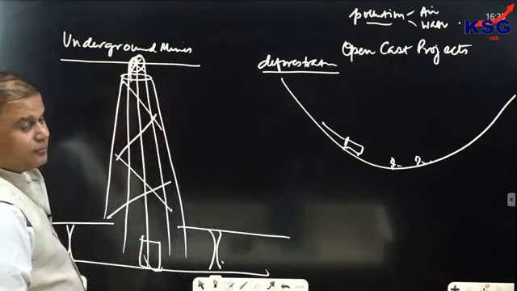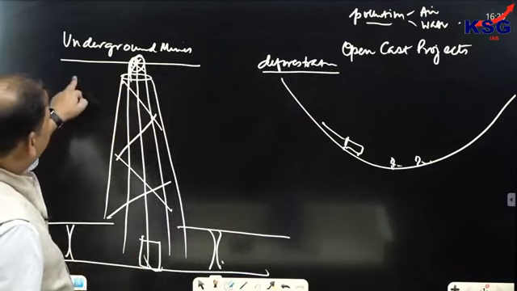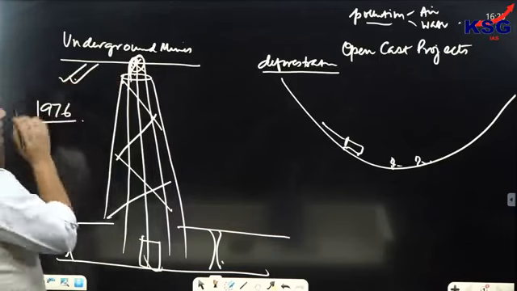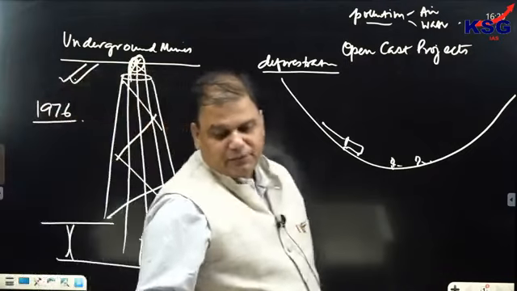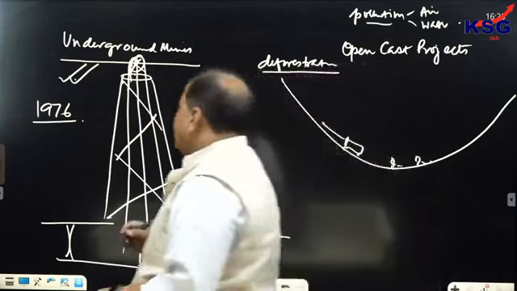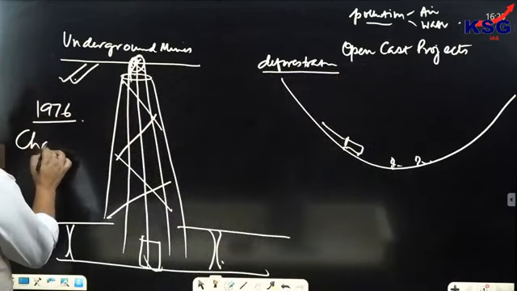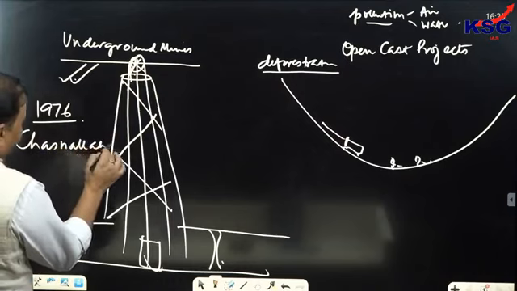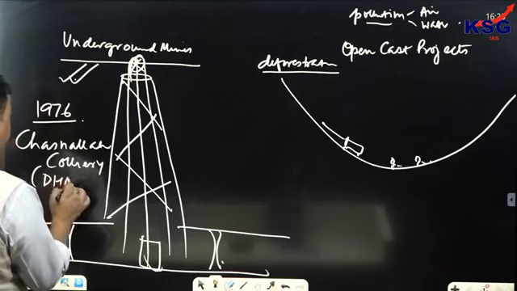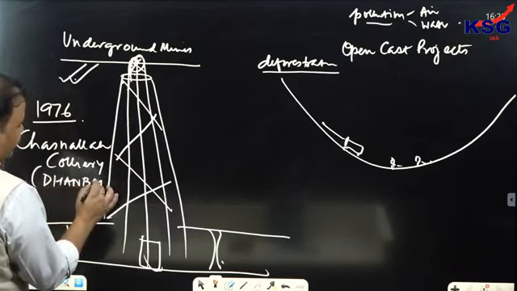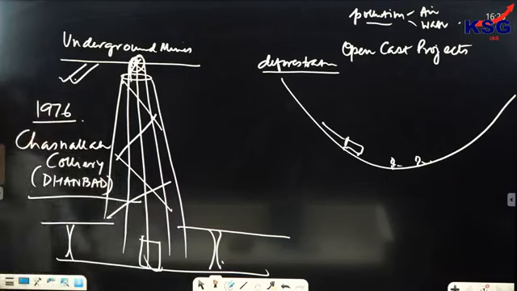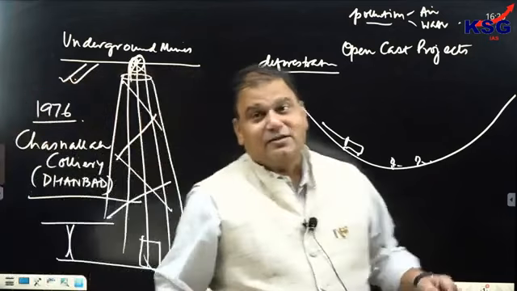Now, the vulnerability of underground mines to disasters is more. In 1976, the biggest mine disaster took place, in the Chasnala Colliery. Chasnala Colliery is very near to you, in the Dhanbad district, presently in Jharkhand. Initially it was a part of West Bengal also, but after partition it became a part of Bihar, and now it is in Jharkhand. Clear?